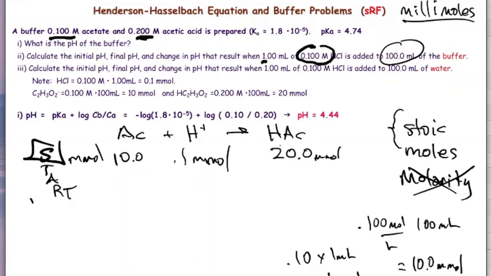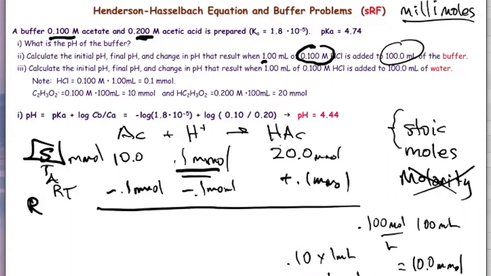Then the reaction is going to be based on the limiting reagent. The limiting reagent is my hydrogen ion. It's going to be minus 0.1 millimoles, minus 0.1 millimoles, plus 0.1 millimoles, because it's going to be stoichiometric, based on the limiting reagent. So 10 minus 0.1, because 0.1 of the 10 is going to be consumed, that's 9.9 millimoles. This is going to be 0 because all the acid gets consumed. And 20.0 plus 0.1 is 20.1 millimoles.